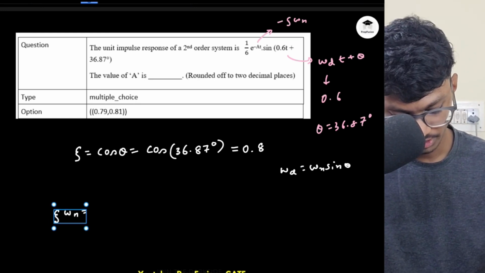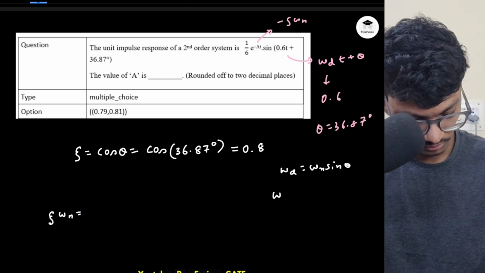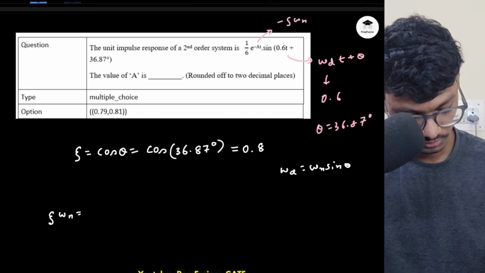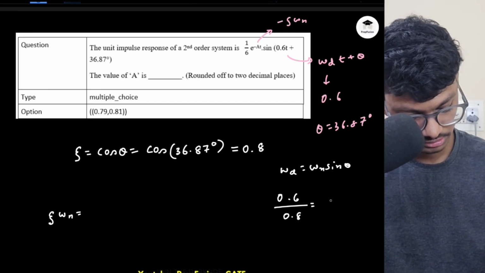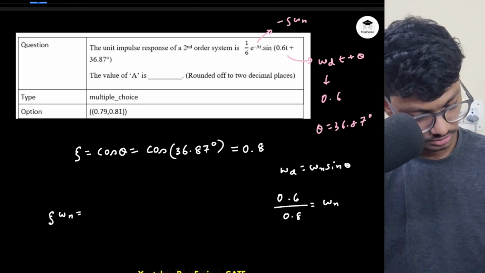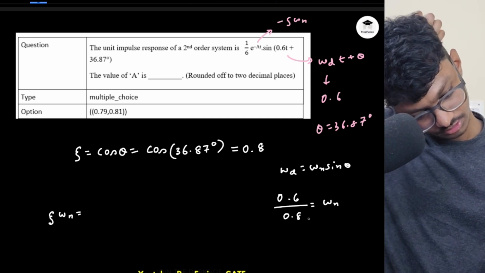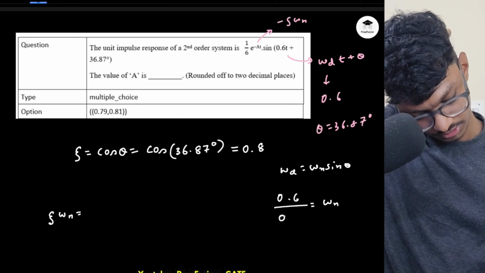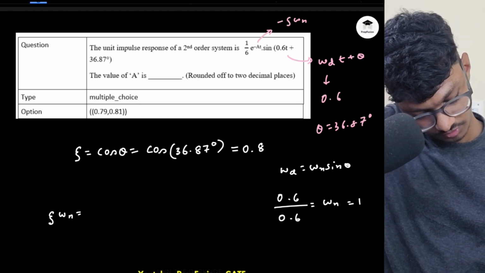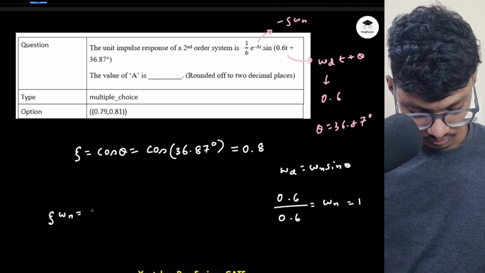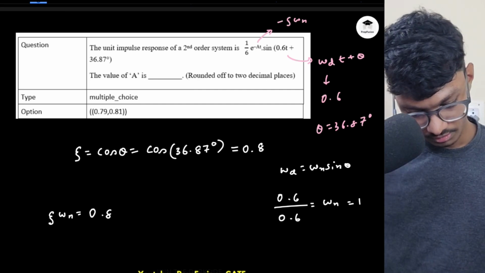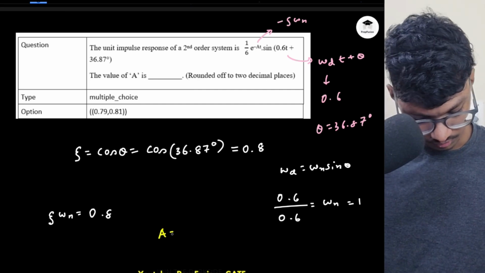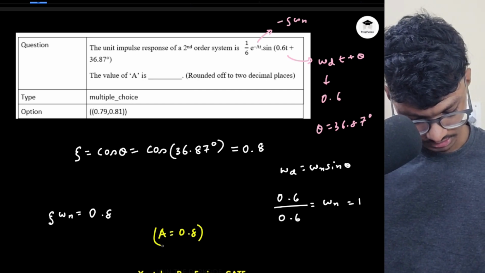Okay, so your omega n is omega d, 0.6, divided by sine theta. Sine theta is 0.8, sorry, this will be 0.6 only. Sine theta is 0.8, so this will be 1 only. So zeta omega n will be simply 0.8 only. So finally here, A will be equal to 0.8 only. This will be your answer.